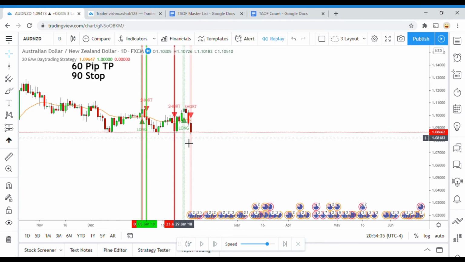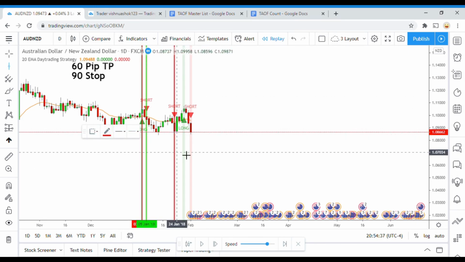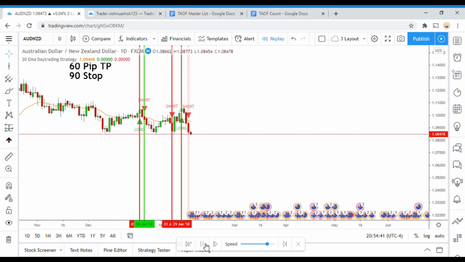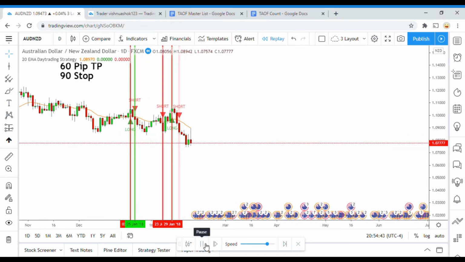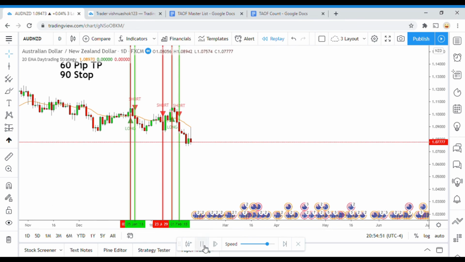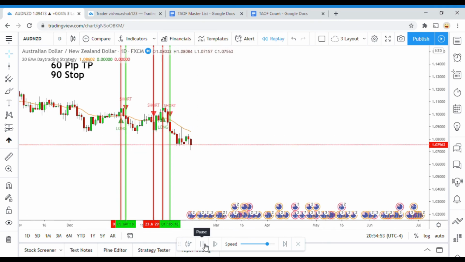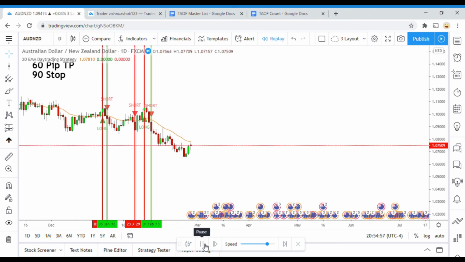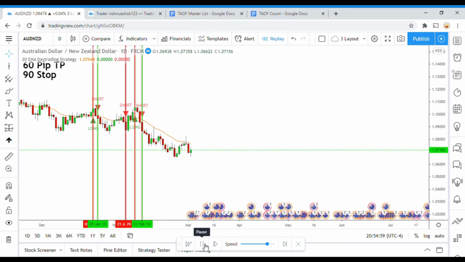Right, there we go. Let's see, there's this one. It came down and broke that one. Let's see where it goes. There we go. We got the short there on that one. So not horrible, but not great so far. We'll keep playing it out and see what else we can get out of this thing.